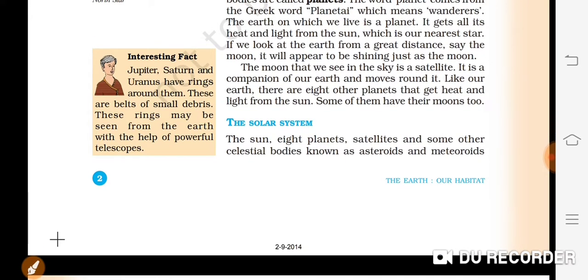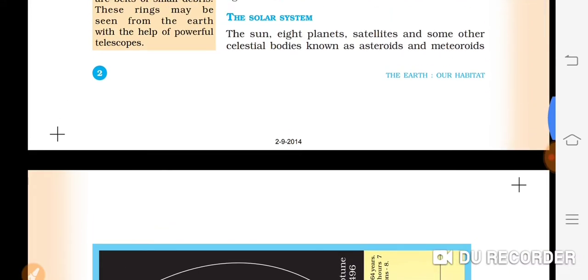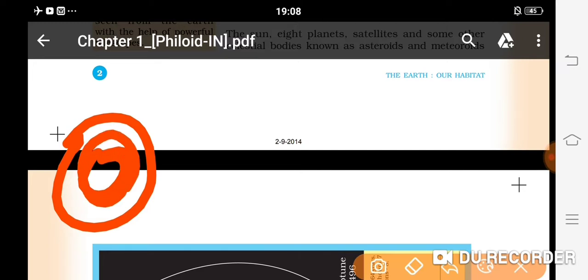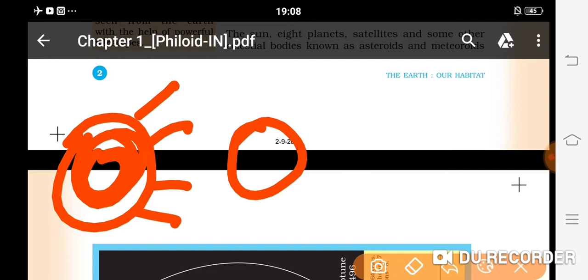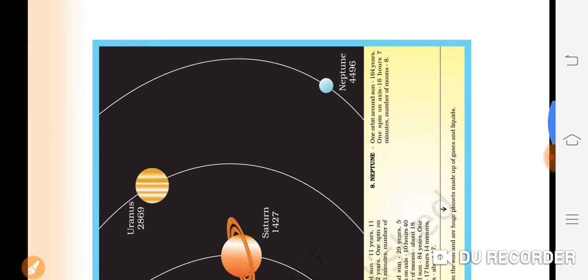Like our earth, there are 8 planets in all that get heat and light from the sun, and some of them have their moons too. So a very simple thing I'm just clearing up. This is the sun. This is the biggest one. It gives energy to, suppose, our earth, and this is a very little one. This is the moon. It also gets light and heat from the sun.